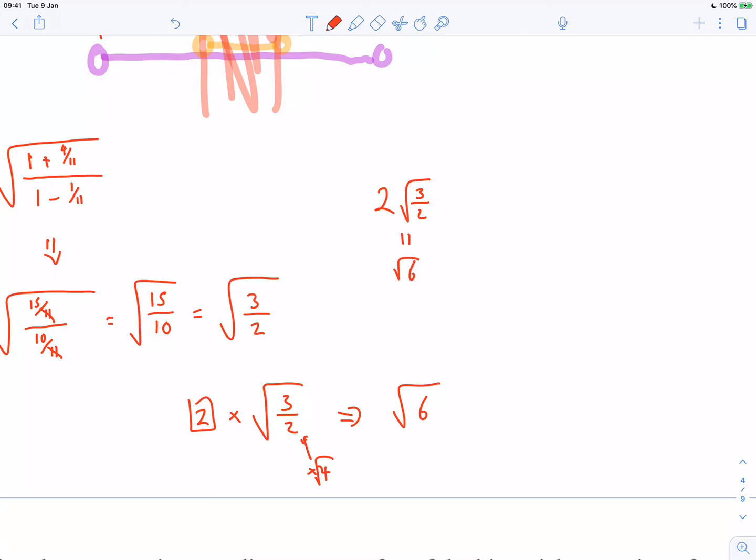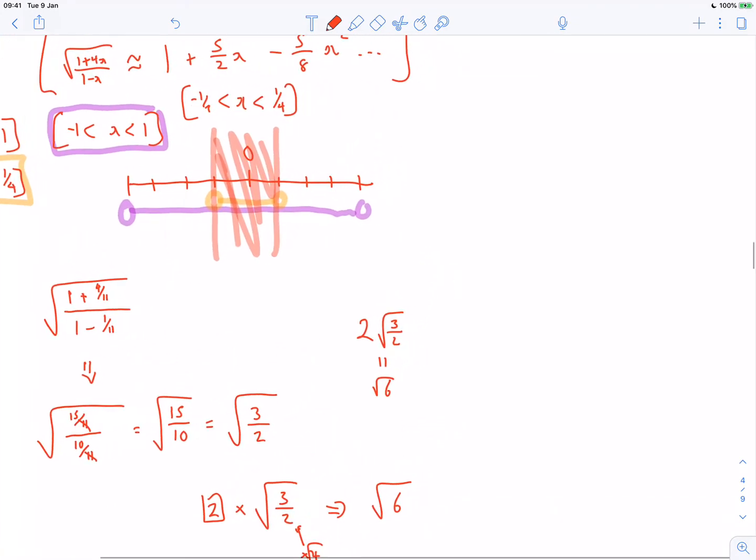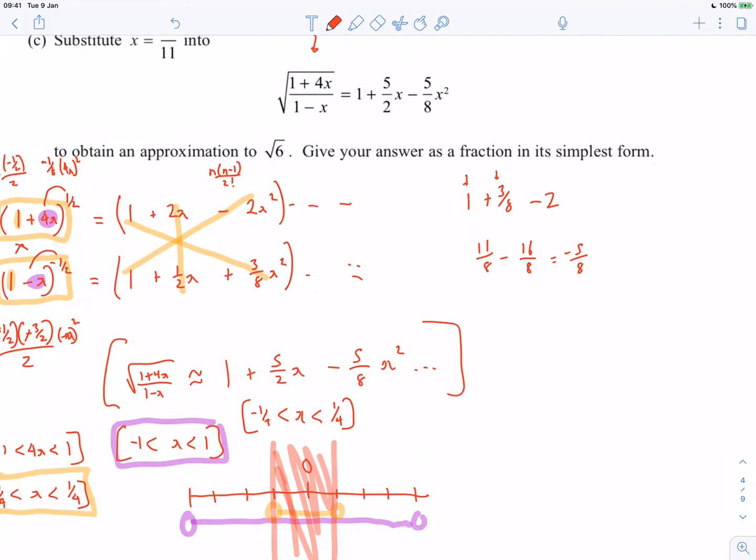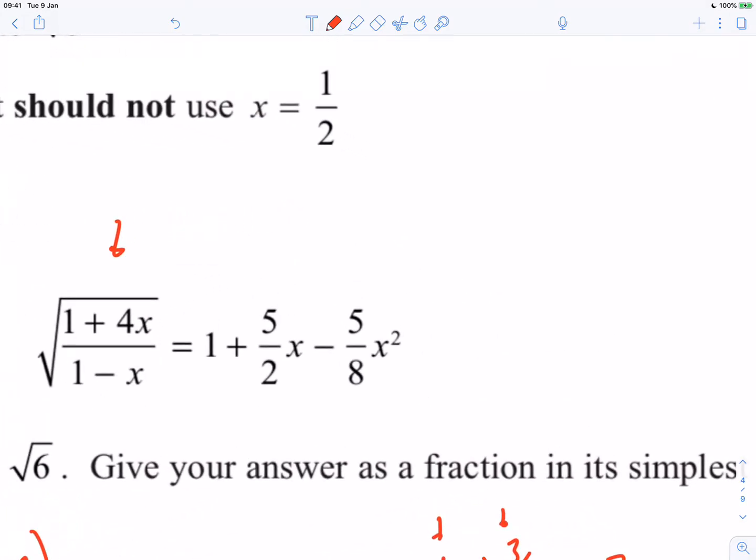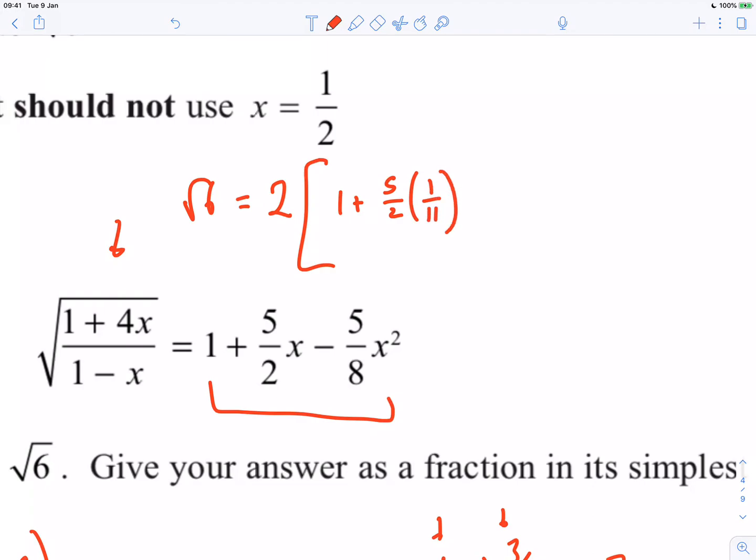So what this is telling me is if I sub 1 over 11 into my expansion, I will get root 3 over 2, and then I have to multiply whatever I get by 2 so that it becomes root 6. So root 6 is going to be 2 lots of my expansion, which is here when I sub in 1 over 11. So 1 plus 5/2 of 1 over 11 minus 5/8 lots of 1 over 11 squared.